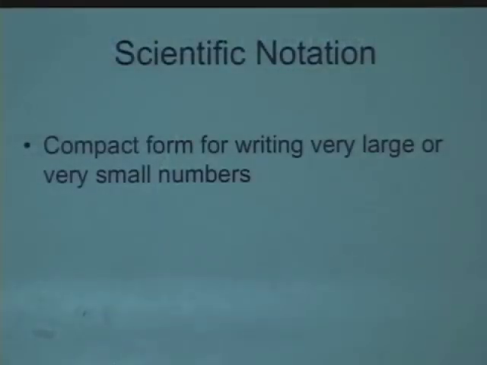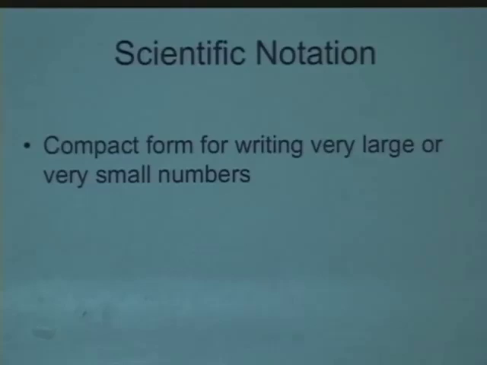Particularly for oceanography, we're very often going to be dealing with numbers that are very large or very small. Okay, large like the mass of the oceans, which is like 10 to the 21st kilograms. That's a big number. Okay? And what I just said when I said 10 to the 21st was actually an example of scientific notation, an easier way of describing very large or very small numbers.